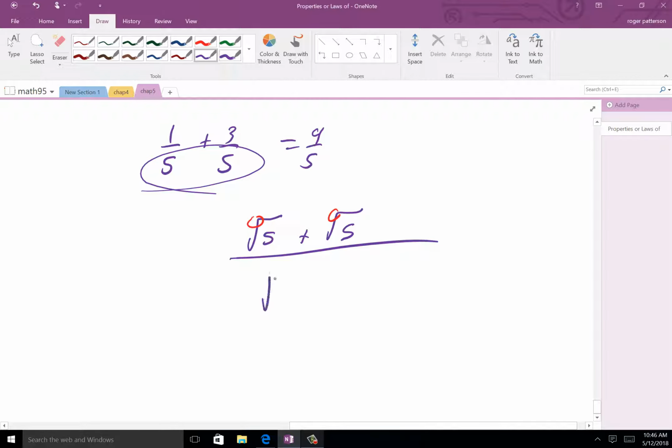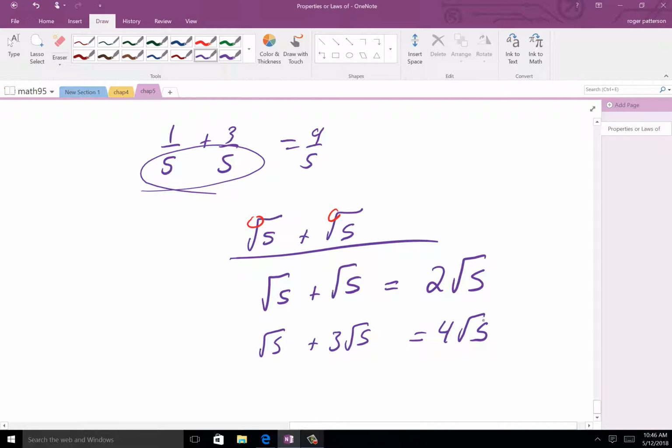So if we have this plus this, that's going to give me 2 of those. Very similar to the fraction where we had 1/5 plus 3/5 equals 4/5. If we have a square root of 5 plus a square root of 5, we're going to get 2 square roots of 5. If we have a square root of 5 plus 3 square roots of 5, we're going to get 4 square roots of 5. So that's the concept behind it.